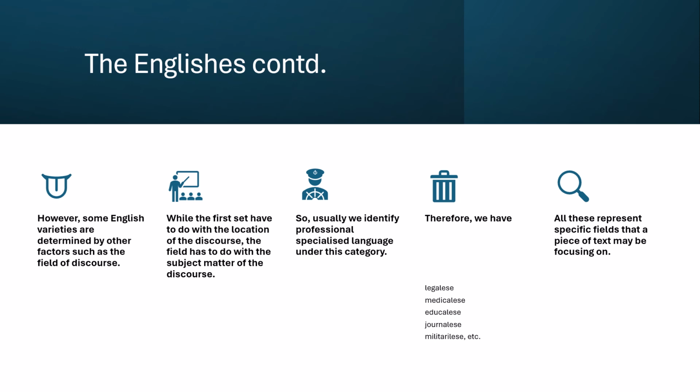It's also a variety, because indeed when you're talking about the Englishes, you are essentially talking about a variety. There are different varieties of the kind of English that you're talking about. So this one is defined by the field of discourse. While the first set is talking about location, this one is talking about the field, that is the subject matter of the discourse that you are considering.